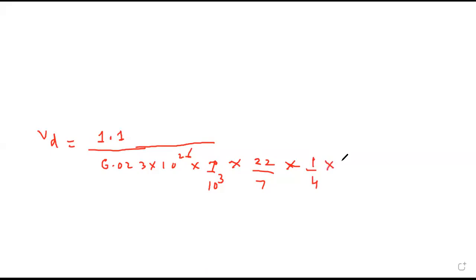One upon 2 into 10 raised to minus 3, that means minus 6. This much is there so far. Any more term? Yes, any more term? Charge of electron, 1.6 into 10 raised to minus 9. I think these are the only terms. Yes, sir. The 7 will get cancelled.